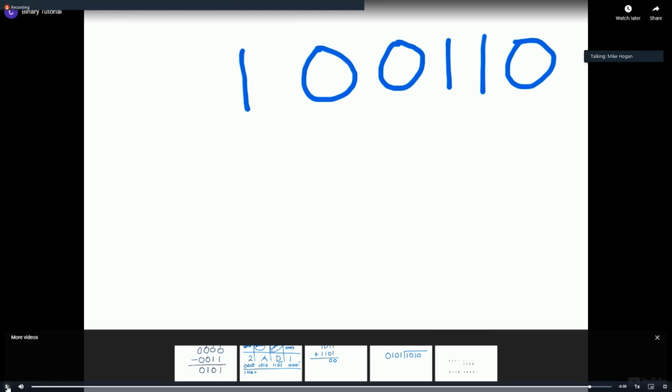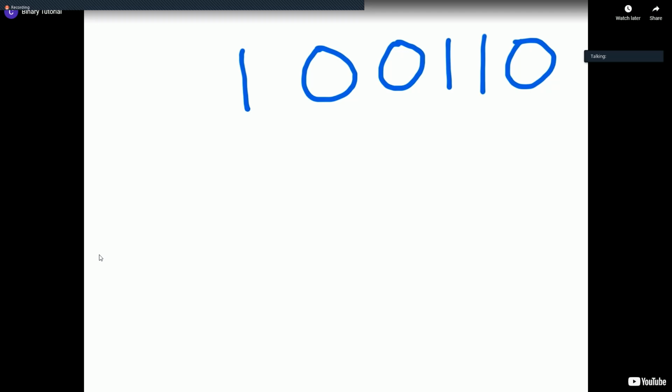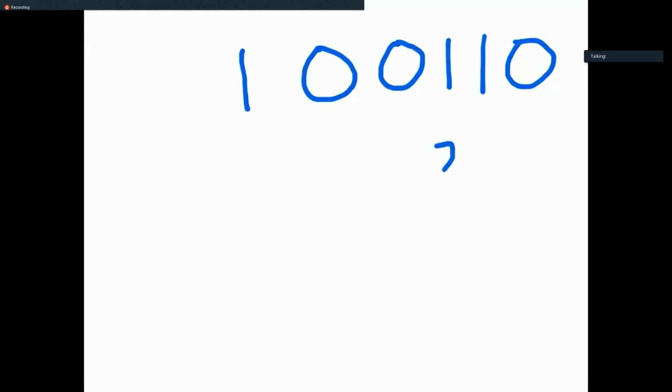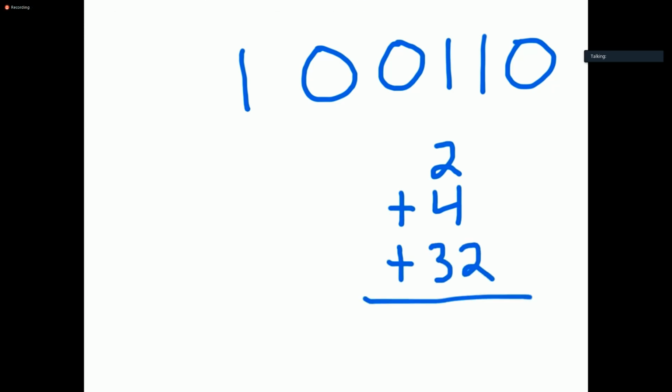So what is that number? 38. Very good. Okay, so all you have to remember here is that you have a 1 in the 2's place, you have a 1 in the 4's place, and you have a 1 in the 32 place. So it's just going to be 32 plus 4 plus 2, which is 38. So there you go. That's all there is to binary.